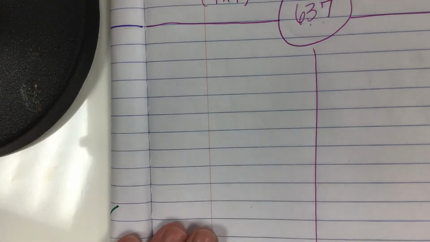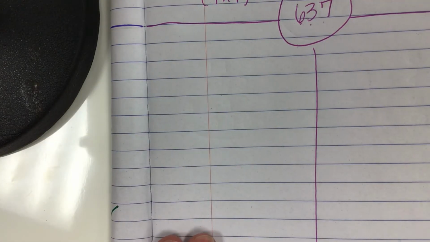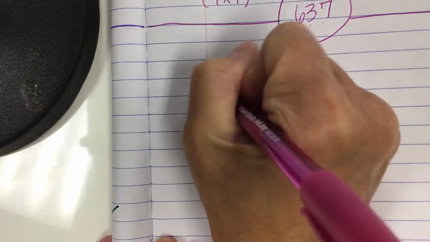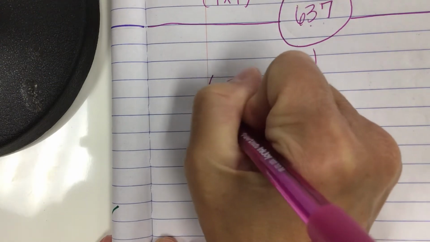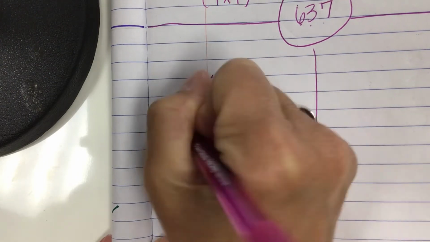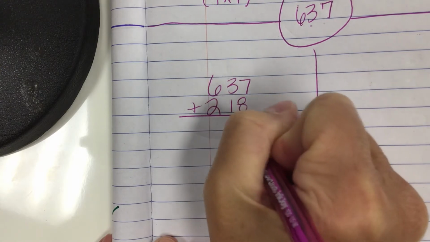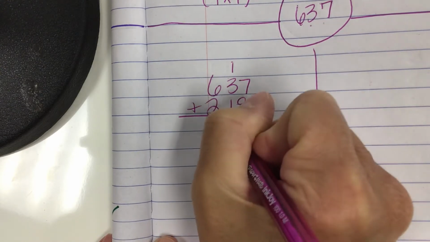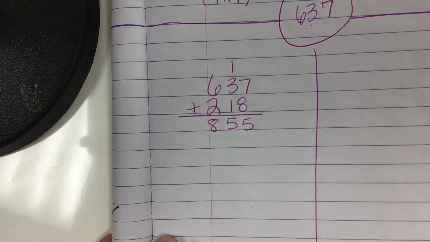All right, the next one, we are adding 218 to the number. So 637 plus 218. 7 plus 8 is 15. Carry my 1. That's 855.